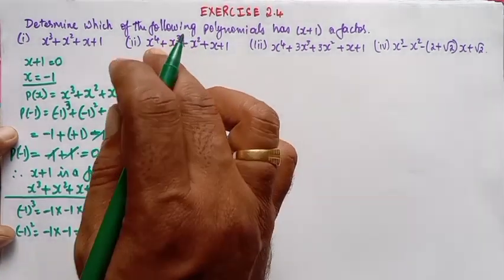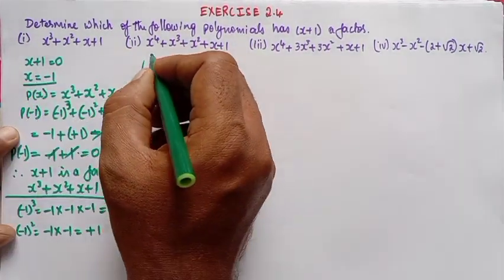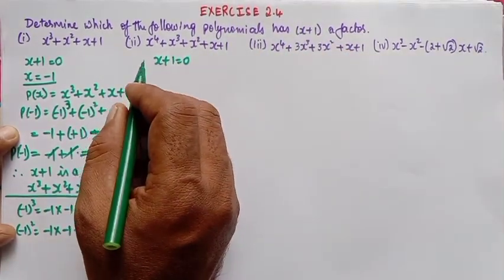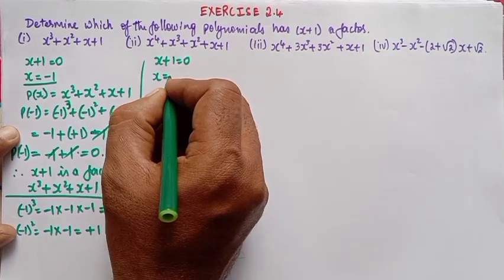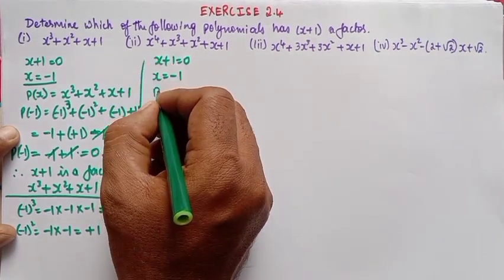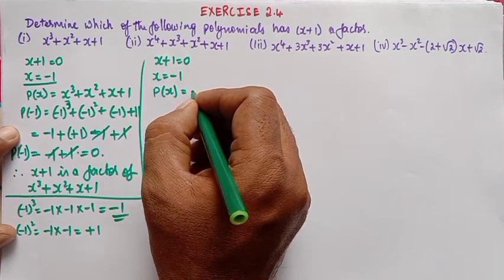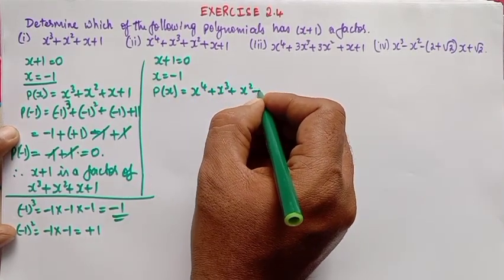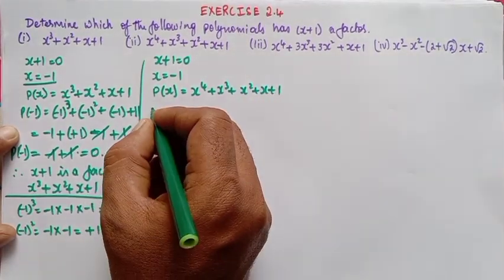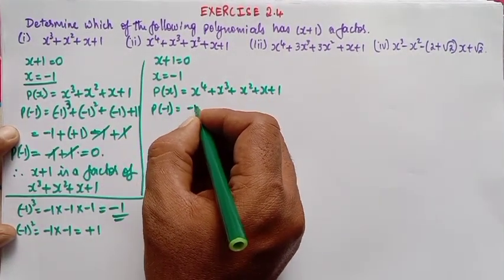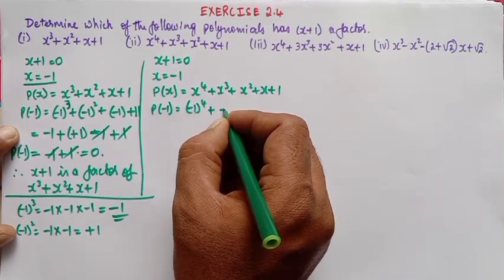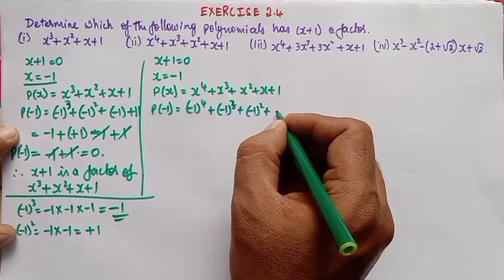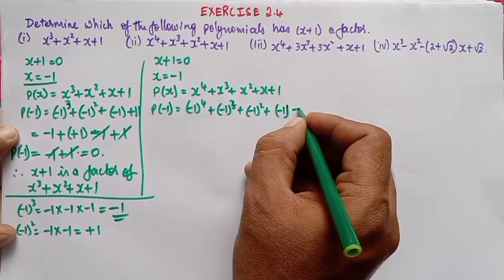Now let us move on to the second problem. As we know that x plus 1 is equal to 0, we have equated the given polynomial and the value of x is equal to minus 1. So let us substitute this in the given polynomial. p of x is equal to x to the power 4 plus x cube plus x square plus x plus 1. So p of minus 1 is equal to minus 1 whole to the power of 4 plus minus 1 whole to the power of 3 plus minus 1 whole square plus minus 1 plus 1.